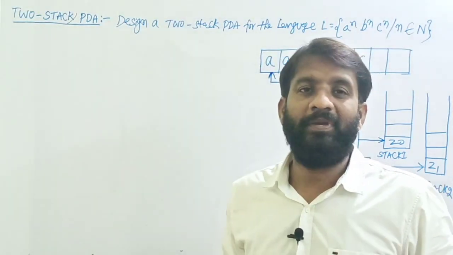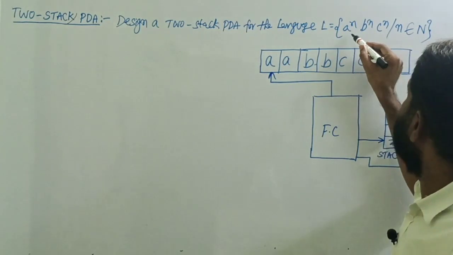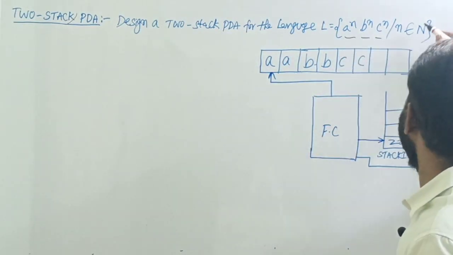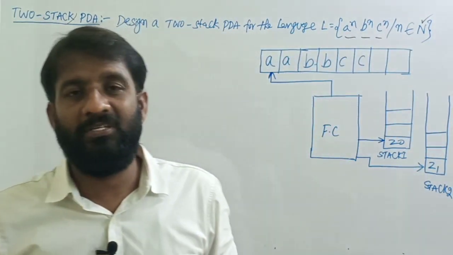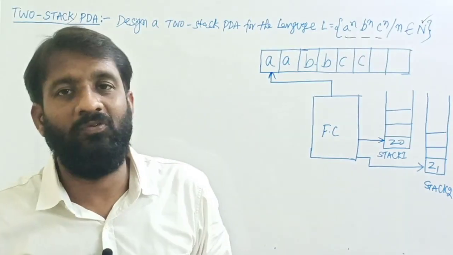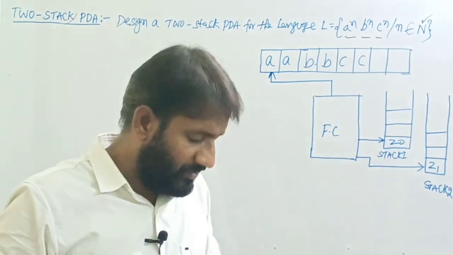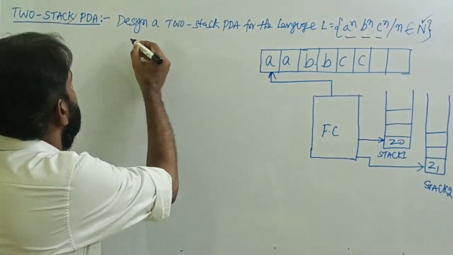Welcome back. The topic is design a pushdown automata for the language L equals a^n b^n c^n, such that n belongs to the natural numbers. You know natural numbers is n equals 1, 2, 3 and so on. Okay. So first let me analyze what strings belong to this language L.